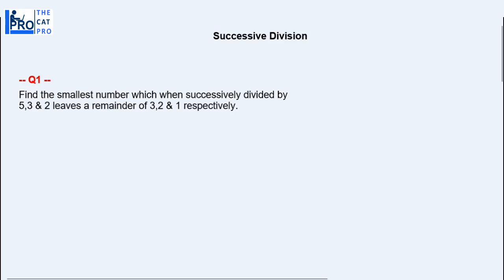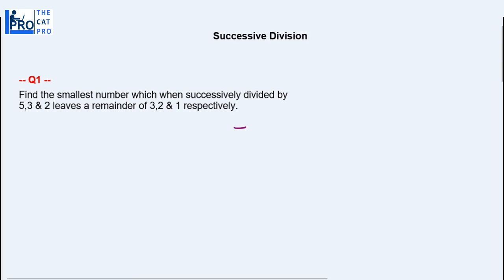Hello, we are going to study successive division in this topic. The question in front of you is: find the smallest number which when successively divided by 5, 3 and 2 leaves a remainder of 3, 2 and 1 respectively. So let us see how quickly we can solve this.